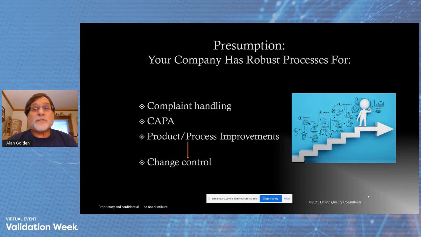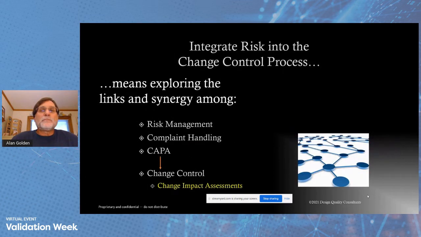So again, another presumption: your company has a good process for complaint handling, CAPA, product and process improvements, because all those things lead into change control. Again, we'll talk about triggers in a minute. So integrating risk into the change control process means exploring the links and the synergy among risk management, complaint handling, CAPA, and change control, which leads to something very important, which are change impact assessments. And again, I am not going to get into a lot of detail on change impact assessments. That's another entire topic, an hour and a half or so, which we don't have time for today. But your risk assessment in your change control process should be an integral part of the impact assessment for the change.